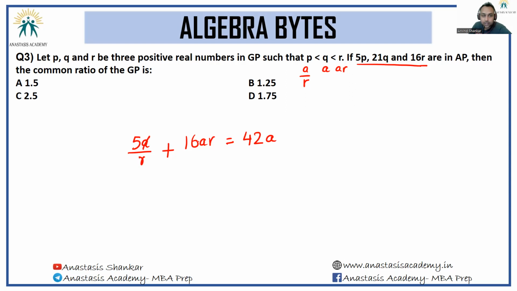I can get rid of A all the way. And then I have 16r² minus 42r plus 5 is equal to 0.